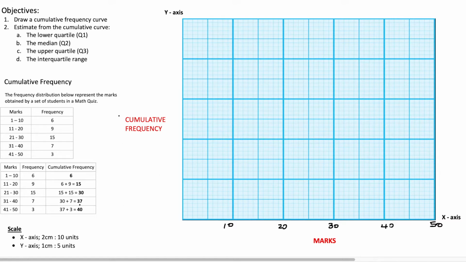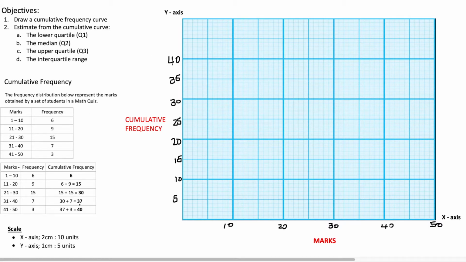Now on our y-axis, we're going to represent the cumulative frequency. As we can see on the y-axis, we're going to use 1 centimeter to represent 5 units, so every centimeter we're counting by 5. Now we need to go up until we have at least 40, which is the highest value for the cumulative frequency.